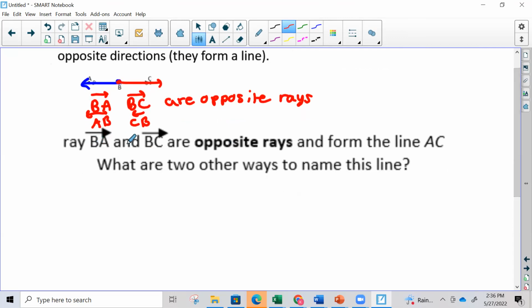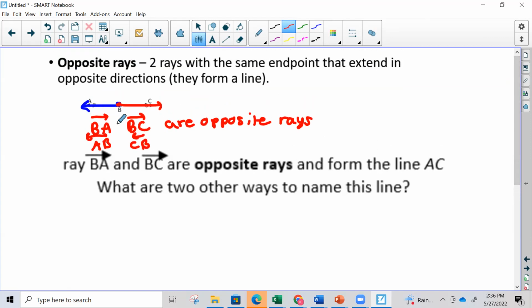Again, BA and BC are opposite rays that form the line AC, and it says what are 2 other ways to name this line? If we're just talking about the line, we can pick any 2 points. So I could say AB and draw that. That would be the line AB, and it just keeps going to hit C. Or I could also say BC and then draw that line. Remember, for a line, we can do any 2 points on it. Or again, you could switch the order and do BA and CB.